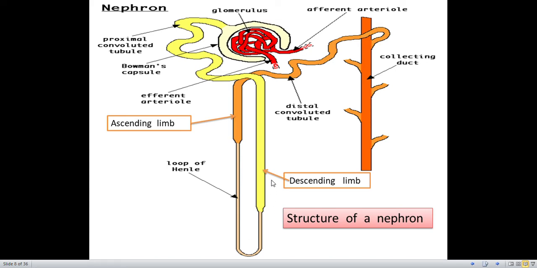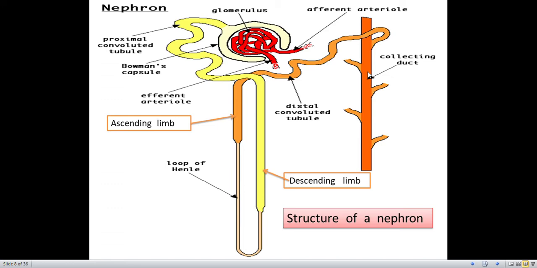It has three parts: the descending limb, and the ascending limb. It is in this area in which urine becomes concentrated as water is reabsorbed. Loop of Henle leads into the distal convoluted tubule. Collecting duct. The distal convoluted tubule of each nephron leads to the collecting ducts. The collecting ducts together form the renal pelvis.